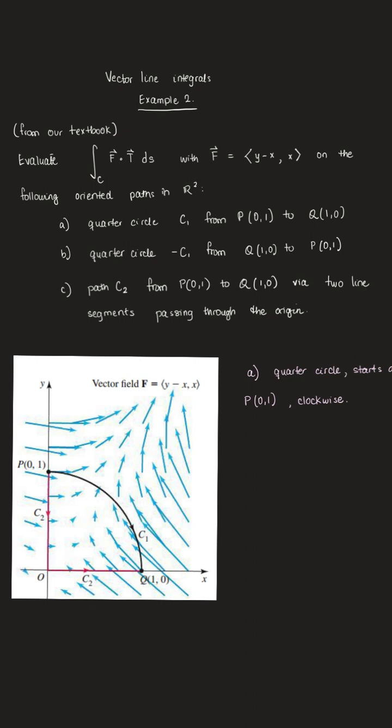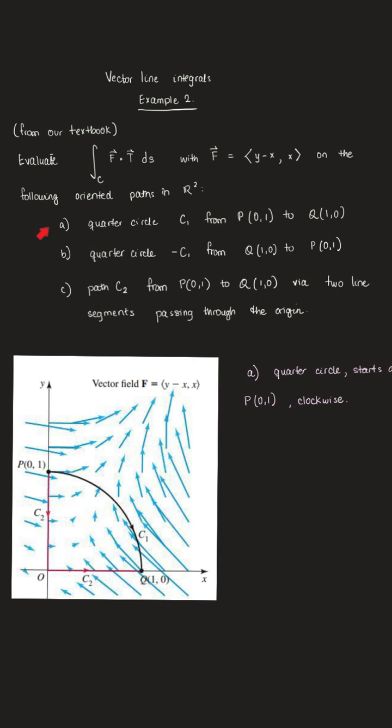So this is asking us to evaluate the vector line integral, right here, with our vector field in R2 given with these two components on three different paths. And you can see the paths in the diagram that's also from our textbook.